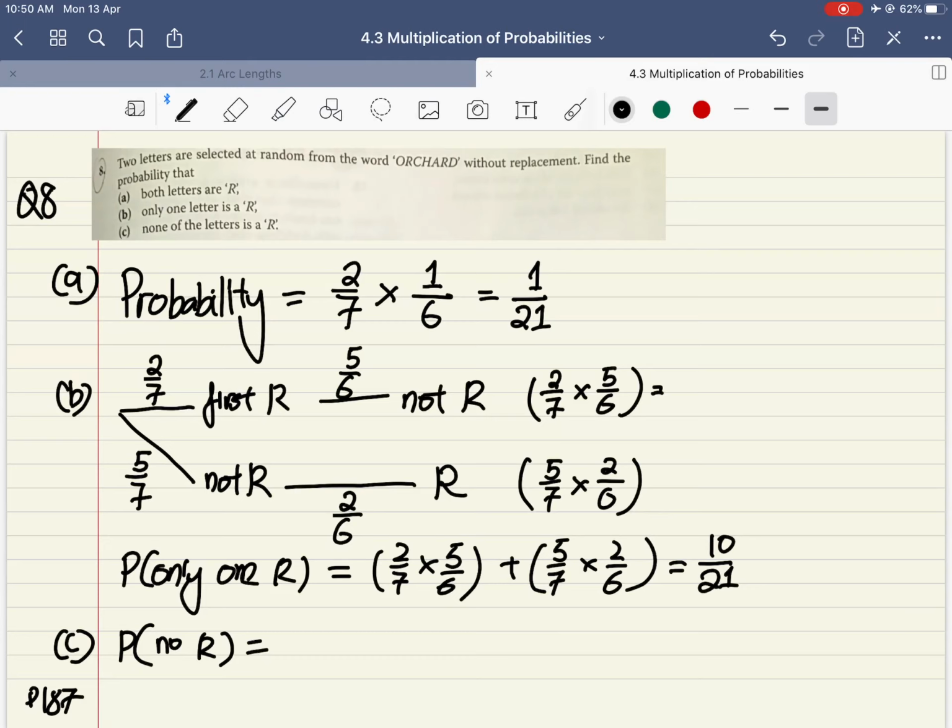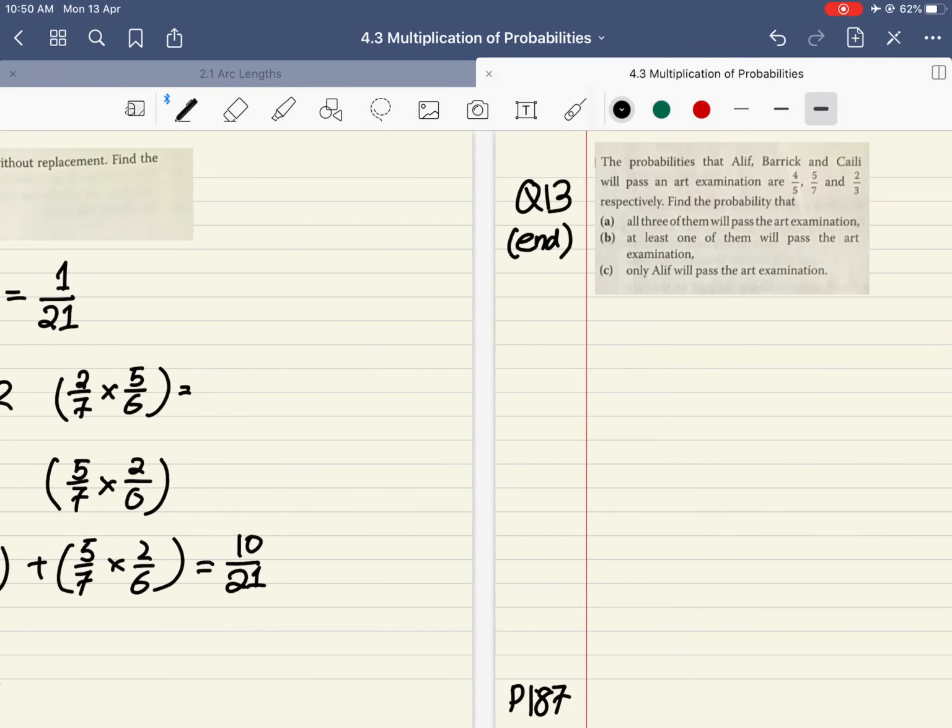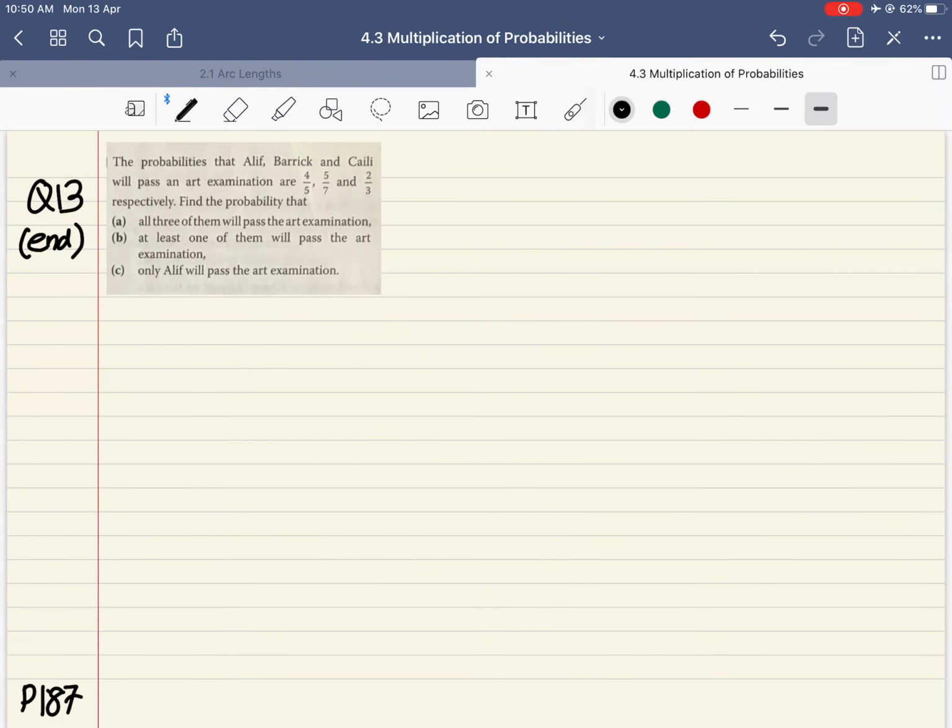Okay, for our last one, none of the letters are R. Basically, it means no R. It means that the first is not R, which is 5/7. The second is not R. Okay, I already picked a not R already. I want another not R. There are 4 of them left over a total of 6. So what I have is 10 over 21.